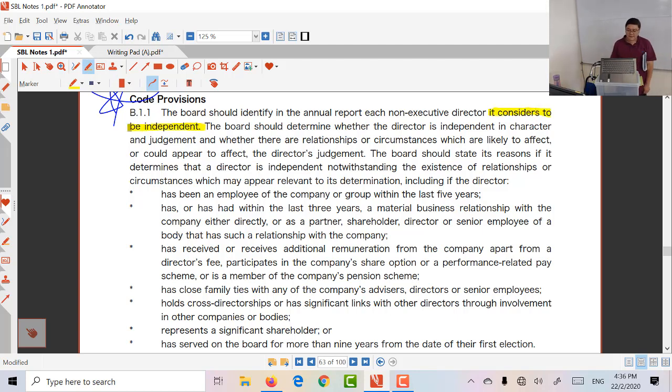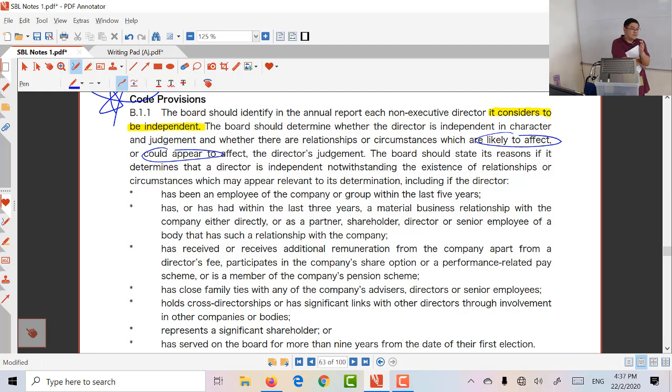Now the board should determine whether a director is independent in character or judgment, and whether there are relationships or circumstances which are likely to affect or could appear to affect the director's judgment. I think you understand why they say "could affect", because whenever we talk about independence, when we assess or measure the degree of independence, there are two ways we look at it.